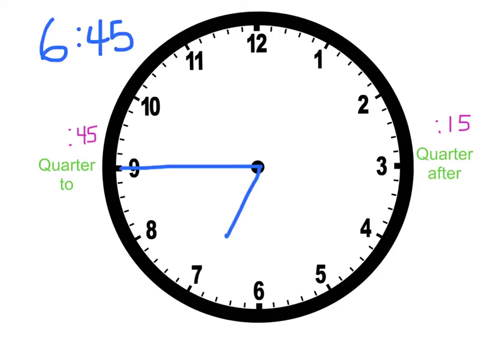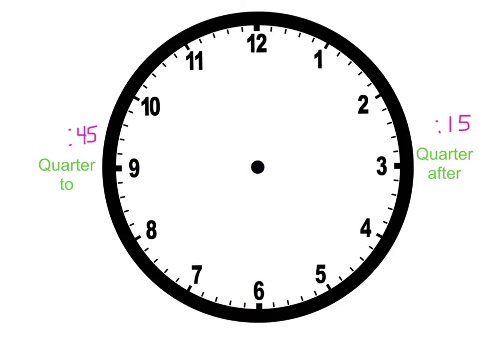The time is 6:45. We can also call that quarter to 7. What hour is coming next after 6? It's 6:45. I hope you looked closely, because even though this hand looks like it's almost on the 7, it's not there yet. You've got to look real closely. That's why we called it 6:45, because it hasn't become 7 o'clock yet.